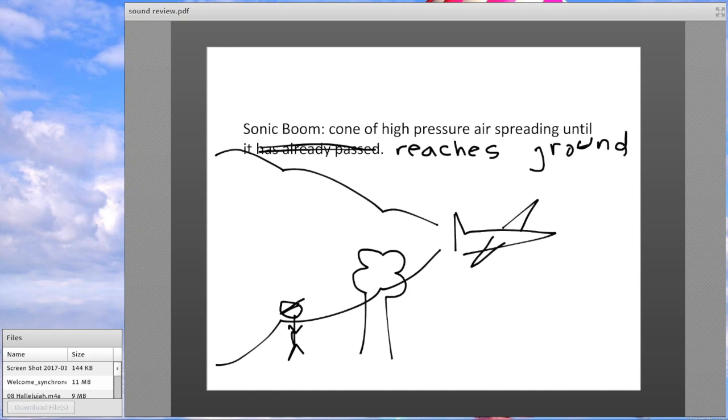Which is why, if this guy right here were to look up, he's not going to see the airplane right there, right? The speed of sound is fast. So the airplane has already passed that spot, and he would have to look this way in order to see the airplane. It wouldn't be straight above him. I think there's some sort of question that says something like, if you look up when you hear a sonic boom, are you going to see the airplane? No. If you look straight up, you're not going to see the airplane.